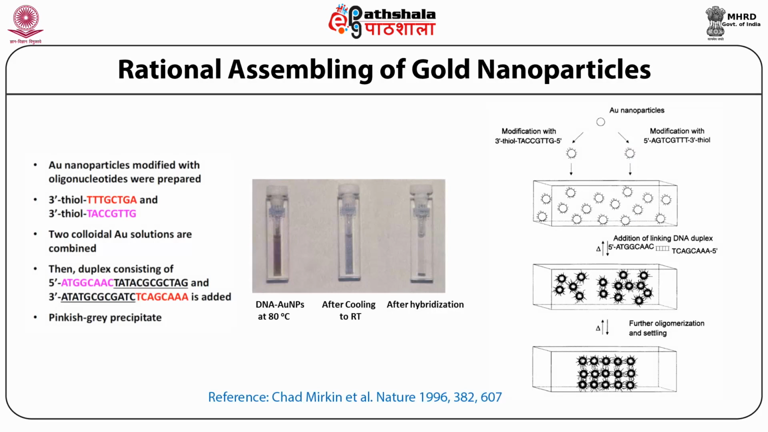In this example, gold nanoparticles of 30 nanometer size were taken and modified with a specific ligand, which is an oligonucleotide. Two different oligonucleotides, which are non-complementary to each other, were used for modification. Then these two different nanoparticles were combined. Now they show a very nice surface plasmon resonance.